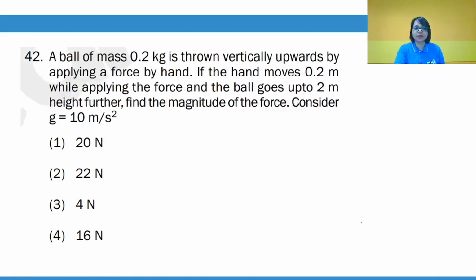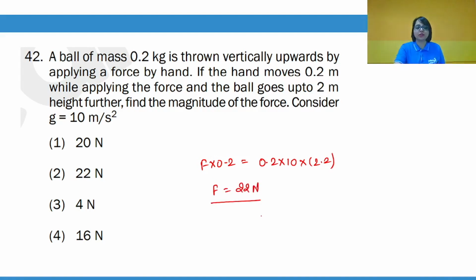Question number 42. A ball of mass 0.2 kg is thrown vertically upwards by applying a force by hand. If the hand moves 0.2 meter while applying the force and the ball goes up to 2 meter height further, then the magnitude of the force is. So basically work done by this force is converted into the potential energy of the ball at the highest point. So work done by this force is F into 0.2 and that is equal to mgh. So it is 0.2 into 10 into h will be 2.2. So force will be 22 Newton, which is option 2.